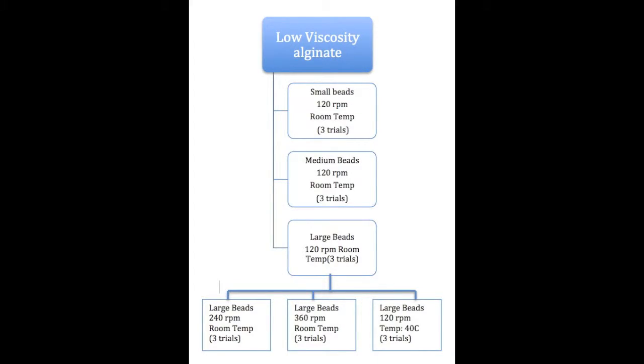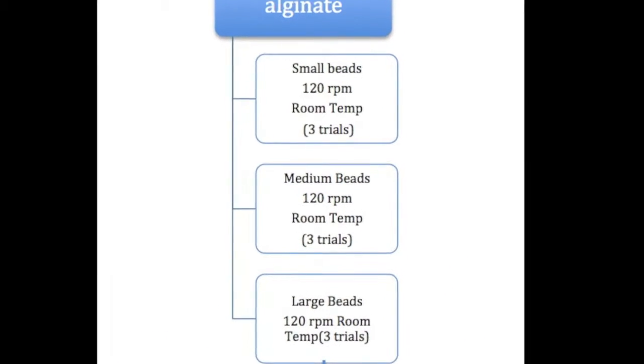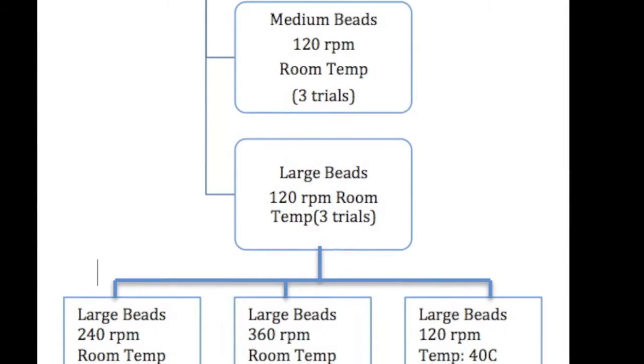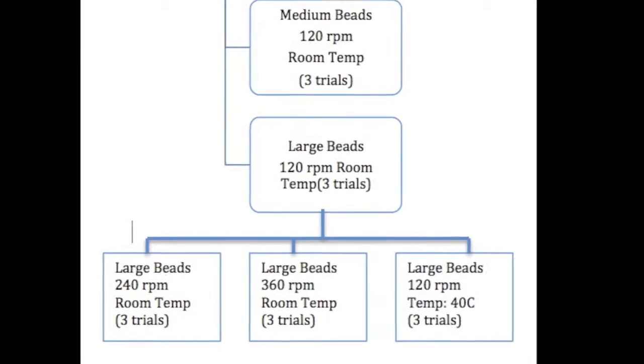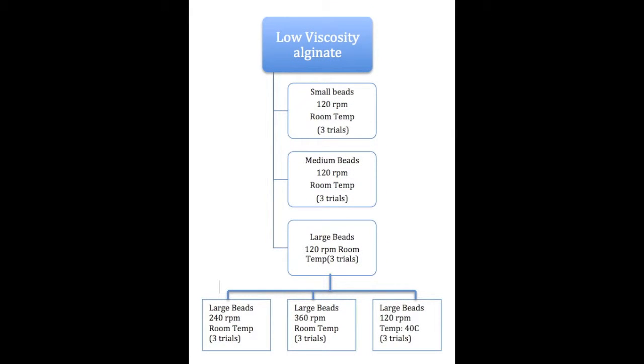We tested the effect of 3 different variables on diffusion rate. These variables were bead size, mixing speed, and temperature. We tested small, medium, and large beads at 120 RPM mixing speed and room temperature. In addition to 120 RPM, we also tested the large beads at 240 and 360 RPM mixing speeds. Finally, we tested the large beads at 120 RPM and 40 degrees Celsius. 3 trials were performed for each set of conditions.